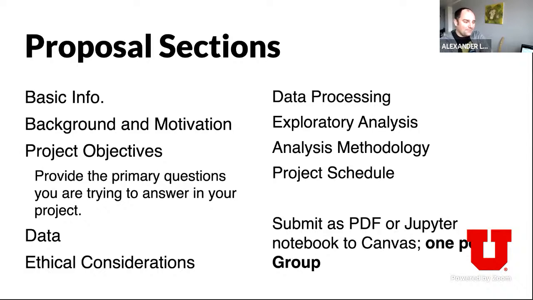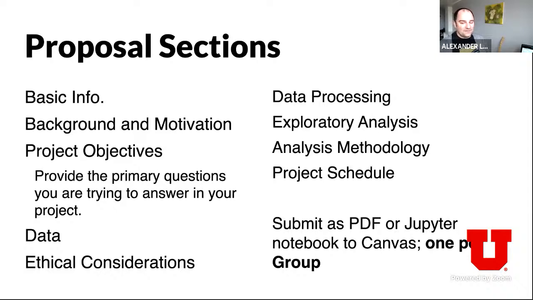OK, so then I'll talk a little bit about the proposal and its sections. So in the proposal, you should have some basic info like your names, your contact information. Why did you pick this project is the next part, and what's your motivation? What are the objectives? What is the bigger picture analysis question that you're trying to answer in your project? What is the data? Where will you get it from? By which process will you acquire it? What are the ethical considerations that you can foresee?